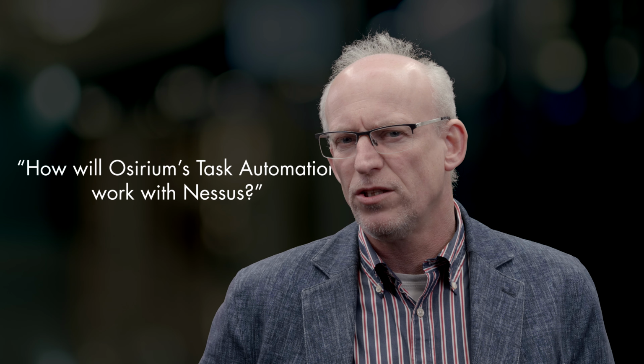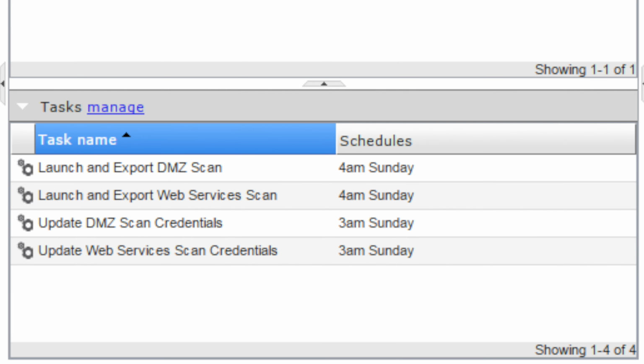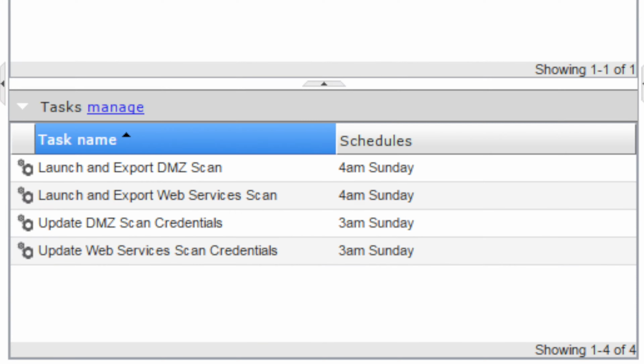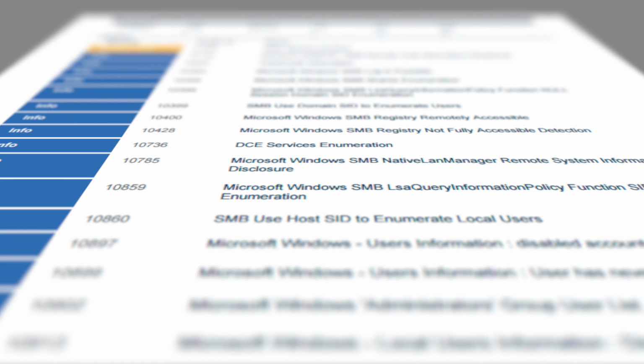How will the task automation work? Here you can see the scheduled tasks. These produce the PDF reports that get shifted over here for review. We've also started working on parsing these results and triggering notifications when vulnerabilities are found. Here's a successful scan and a file for me to download.